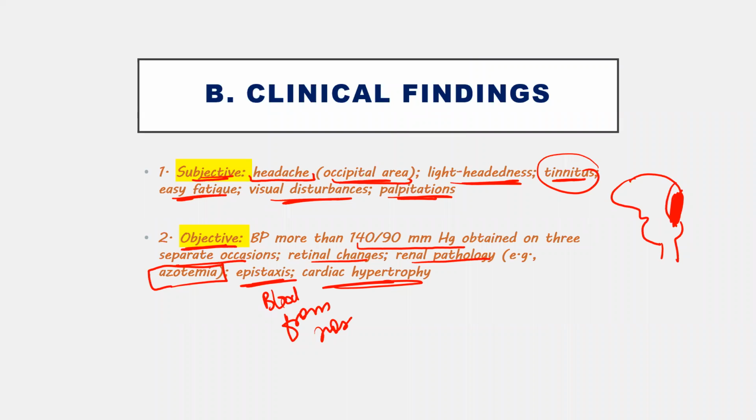We have to make sure that whenever we are assessing a patient who is complaining of headache and lightheadedness, we will assume that the patient has hypertension, and we will check the patient for azotemia, in which there will be increased urea nitrogen levels. Blood from the nose can occur, cardiac hypertrophy can be seen in the diagnostic test, and retinal changes can be seen. So all these things we have to observe in the client.